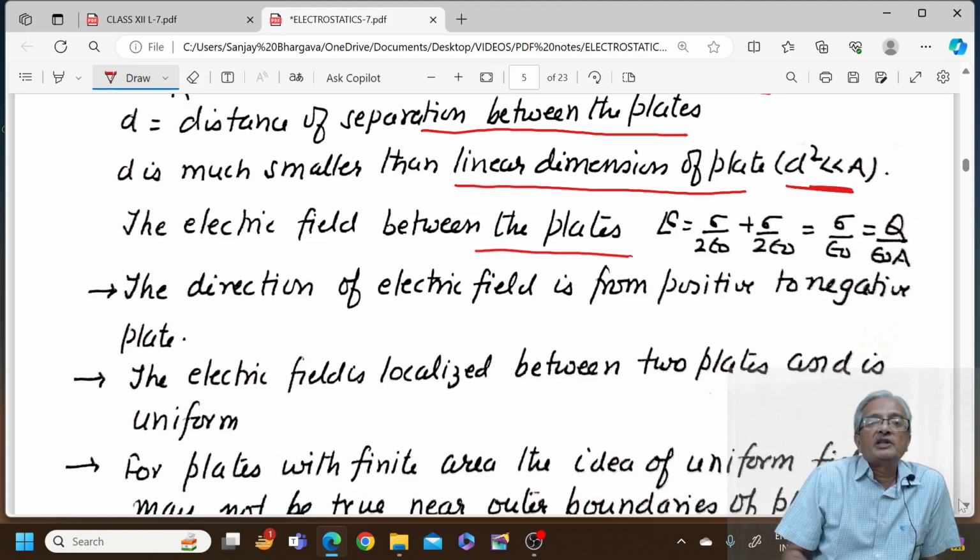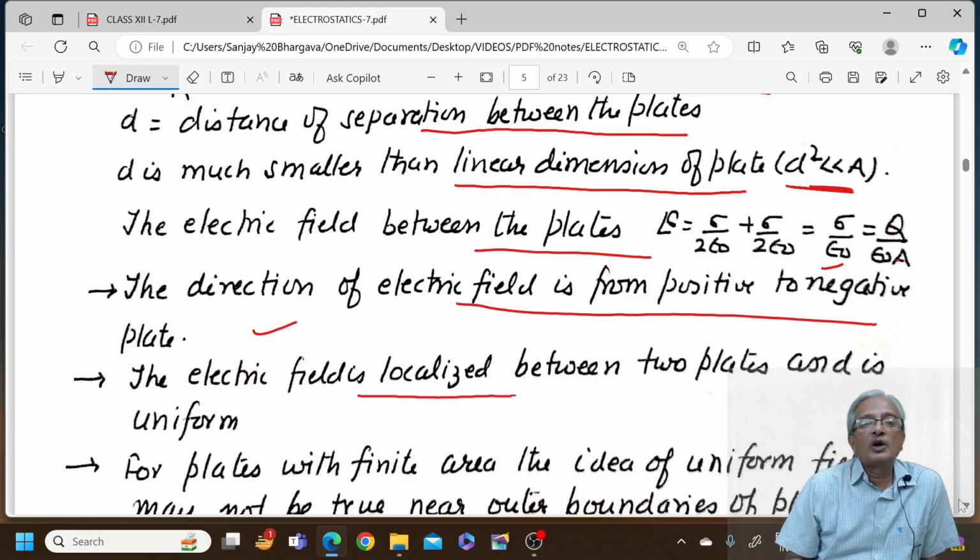The electric field between the plates would be given by sigma upon epsilon 0. Sigma is charge per unit area. The direction of the electric field is from positive to negative plate. The field is localized between the two plates and is uniform.